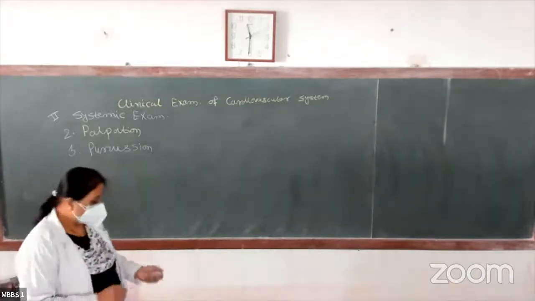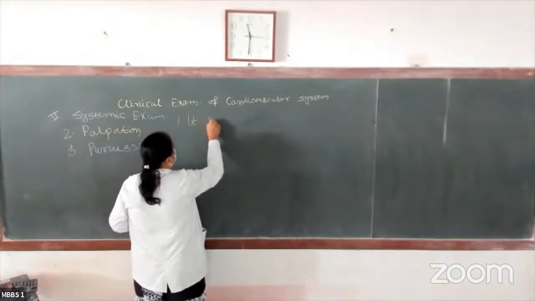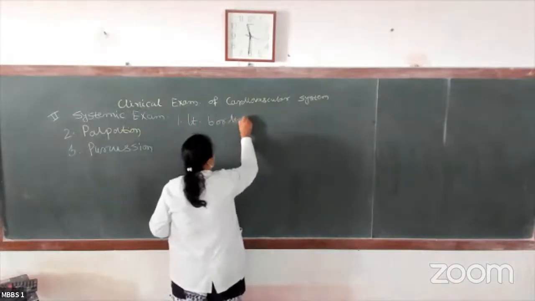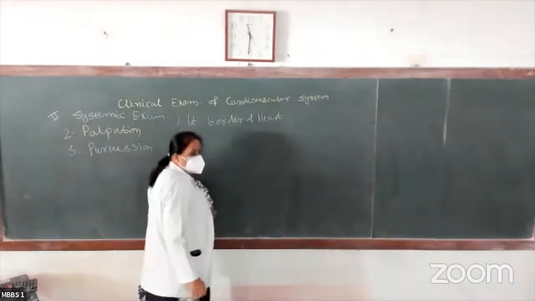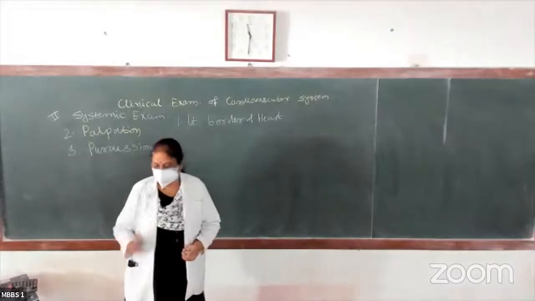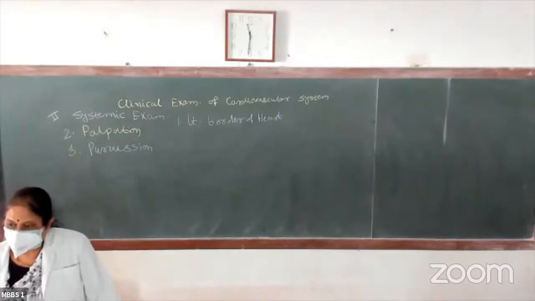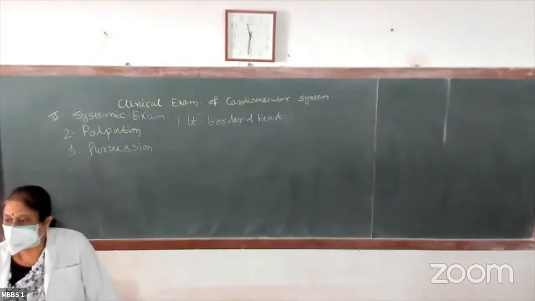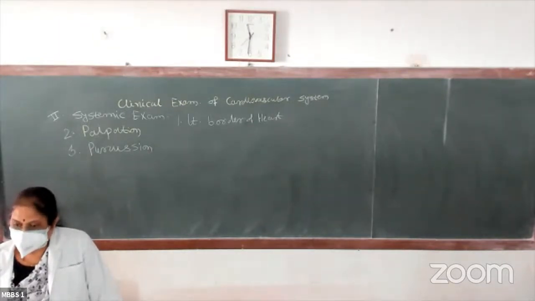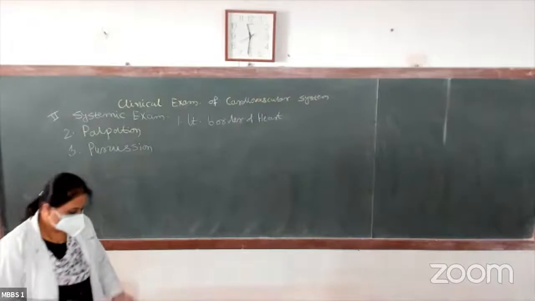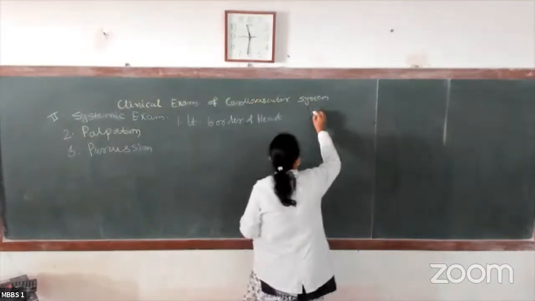So first is the left border of the heart: percussion to map the left border of the heart. There are 3 steps. First step is to locate the apex beat. Now you know how to locate the apex beat, and you know its normal position. It lies in the left fifth intercostal space.